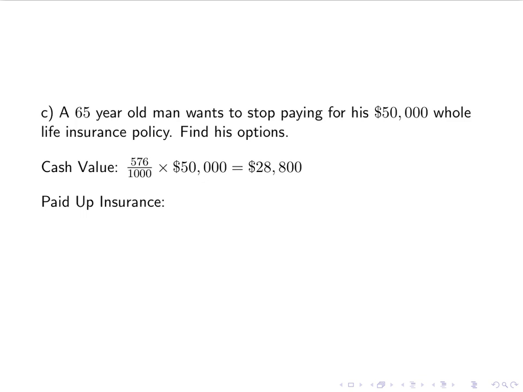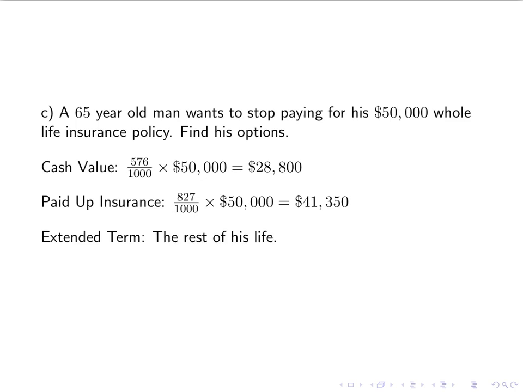His paid up insurance, we should be getting 827 from the table. Multiply that by 50, and we get 41,350. So we could be covered for almost the whole amount, and that's because he's been paying it for 40 years. So he pretty much deserves it all at this point. Then the extended term, which would be the better option because it's for the rest of his life. So between these two, he could either be covered for the rest of his life for $41,000 or the rest of his life for the full $50,000.